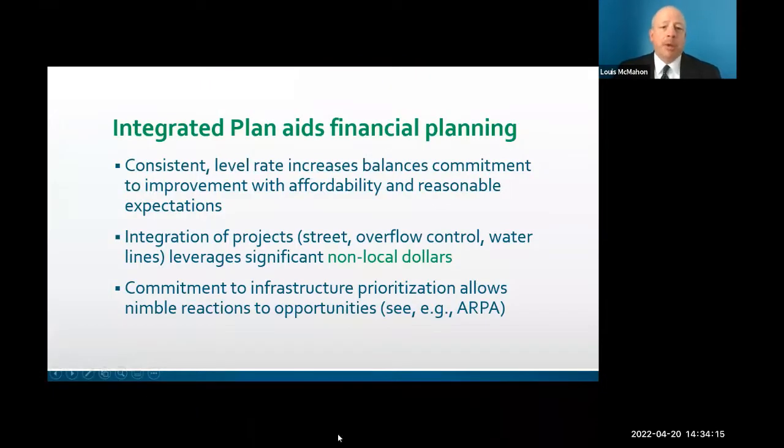So this is that point. Having the integrated plan, first of all, the most important thing is it gave us confidence that we could have consistent level rate increases, slightly above inflation, in order to sustain the improvements that we know we have to make, and the extensive capital improvements, and make those investments in infrastructure. At the same time, we avoid having rate spikes.